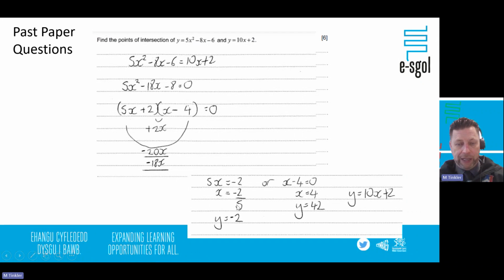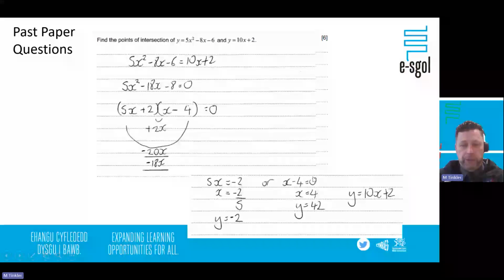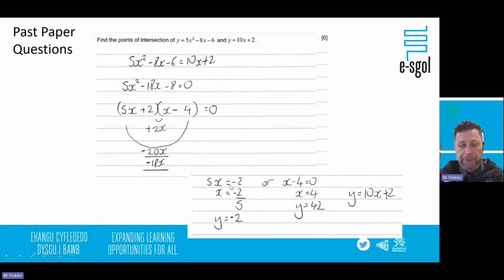And if you're wondering where I got those values from, all I did was substitute these x values into y equals 10x plus 2. I could have substituted them into the top, 5x squared minus 8x minus 6, as well, if I wanted to check I've got the right answers and see that they're the same for both. But substituting into the top one on the right is a lot easier and a lot quicker. Everybody can do 10 fours plus 2 is 42. Okay, 10 times 2 fifths, maybe not as easy.